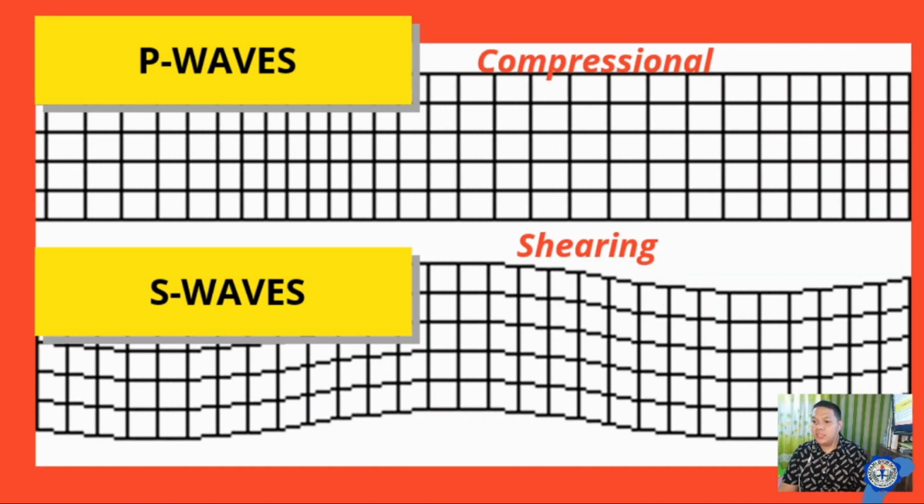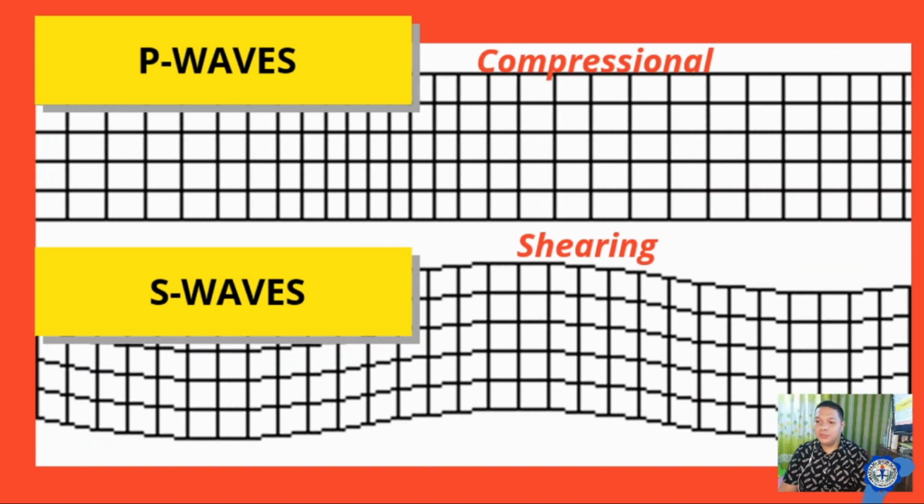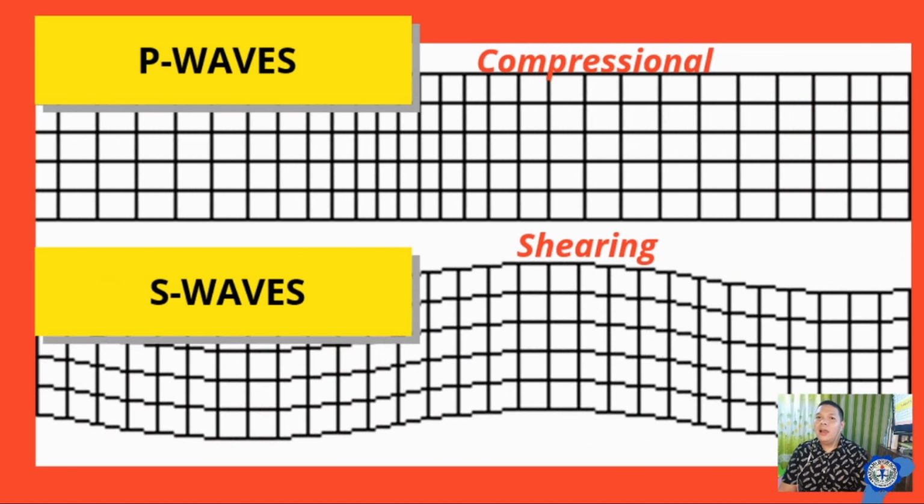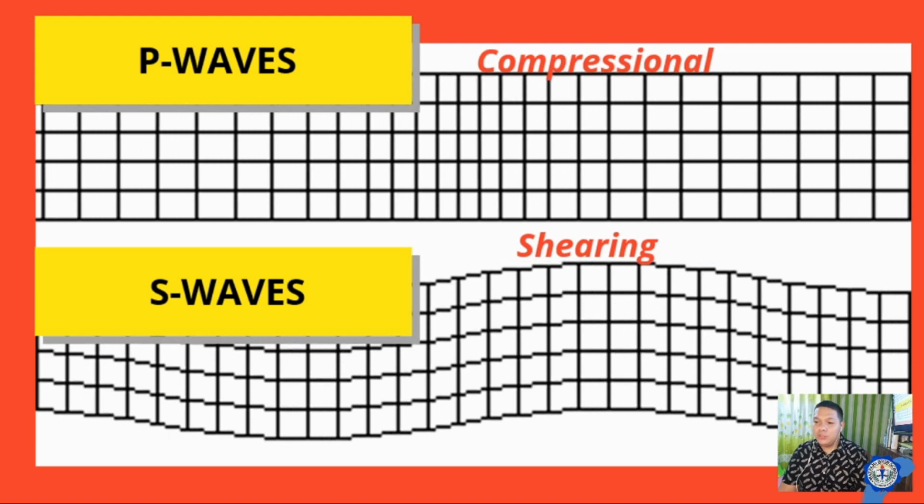P waves, as you can see, act just like sound waves. They are compressional in nature. Whereas S waves are shearing, just like the shape of our curtains. The waves are moving in a perpendicular motion just like a slinky coil.